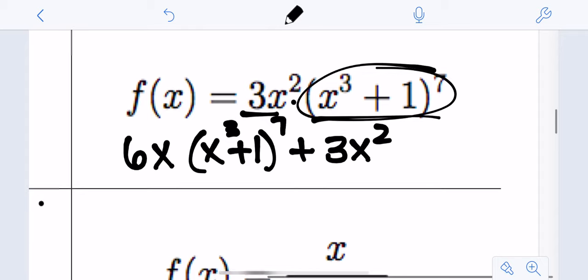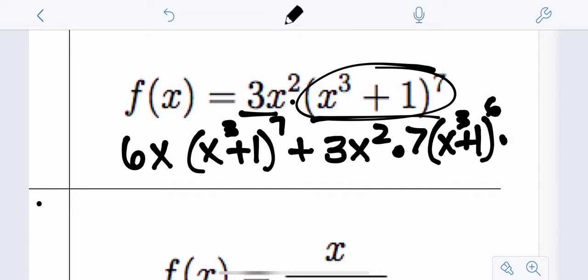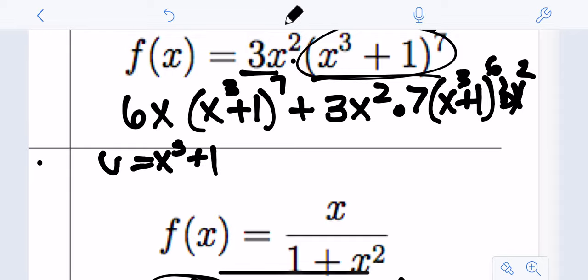Now you can do that off to the side, or you could say, okay, the outer part is the 7, so it would be x cubed plus 1 to the 6th, and then multiply by the derivative of the inside, which would be 3x squared. And again, use a u if you need to. u equals x cubed plus 1. Then this would be u to the 7th, and you could take the derivative that way.